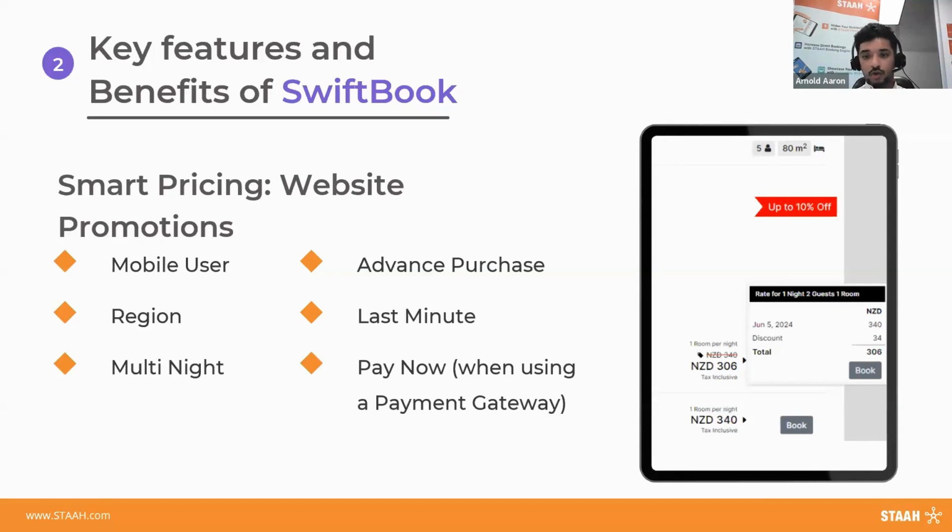So if you're already using SwiftBook, try out smart pricing. If you're not using SwiftBook, you should know that there is a feature called smart pricing. This is very similar to the feature that Booking.com or Expedia offer as a promotions tab on their website, but this is specifically built around your own booking engine, which is SwiftBook in this case.